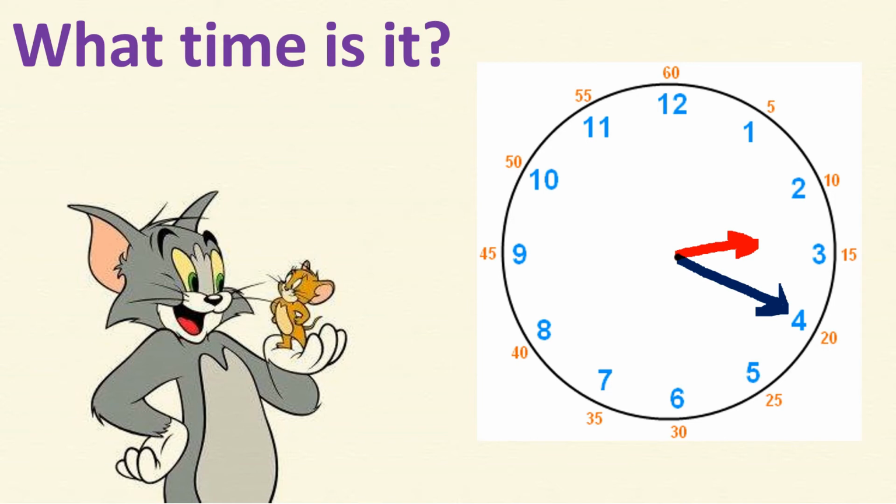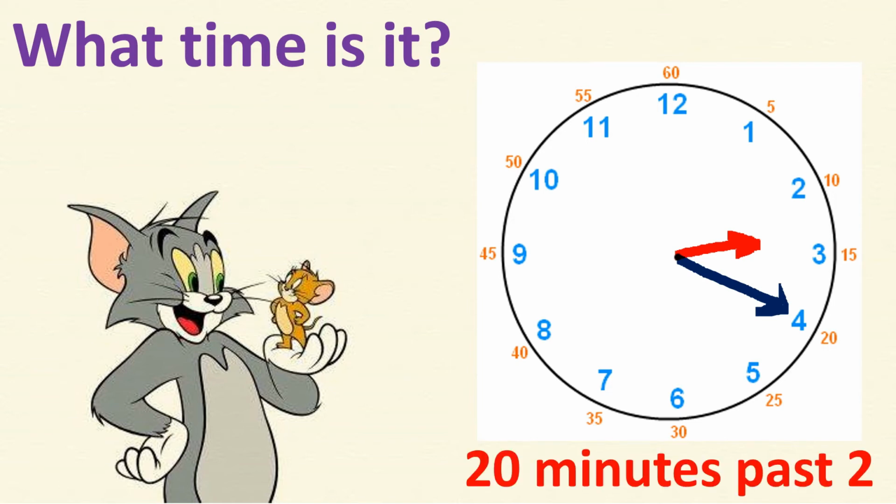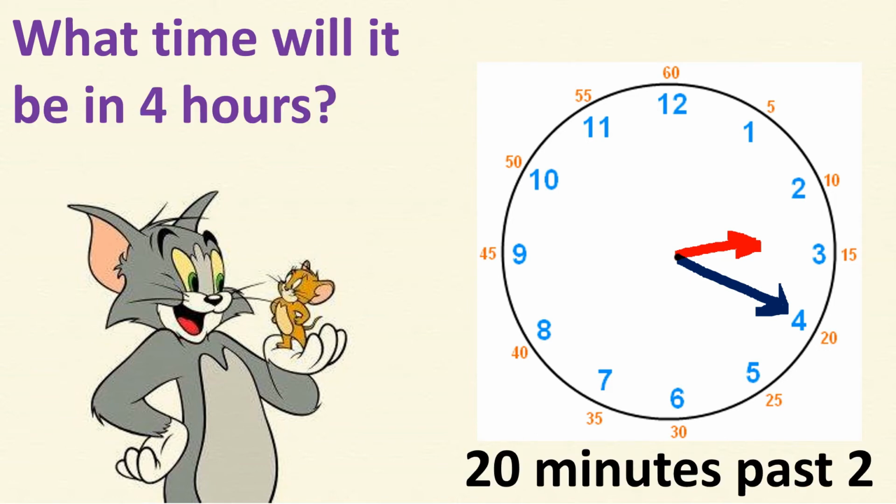What time is it? The time is 20 minutes past 2. What time will it be in 4 hours? We have to go to the hour hand and move it 4 hours.